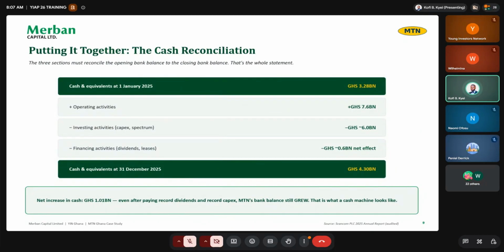Now, it has become very easy for you guys, so I'm not even going deep. So the cash reconciliation: operating activities, as you can see, cash and cash equivalent as at January 2025. You take out the investing activities and financing activities, then whatever is left is the cash and cash equivalent. The net increase in cash is 1 billion.